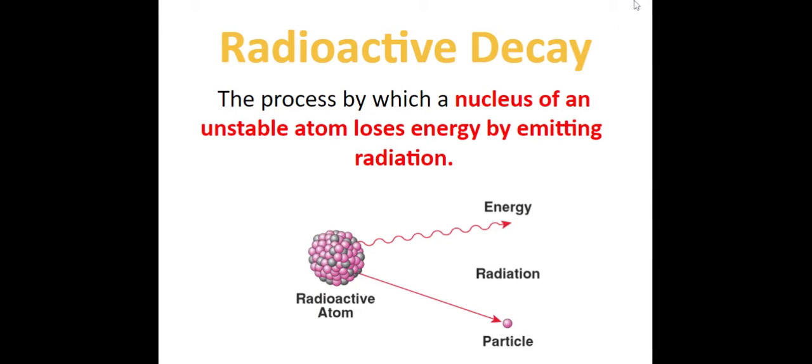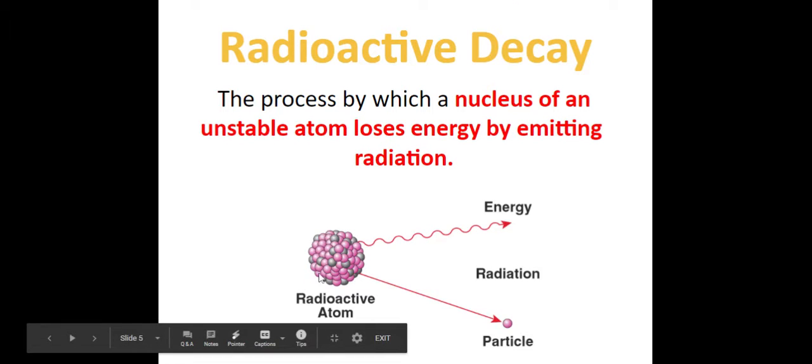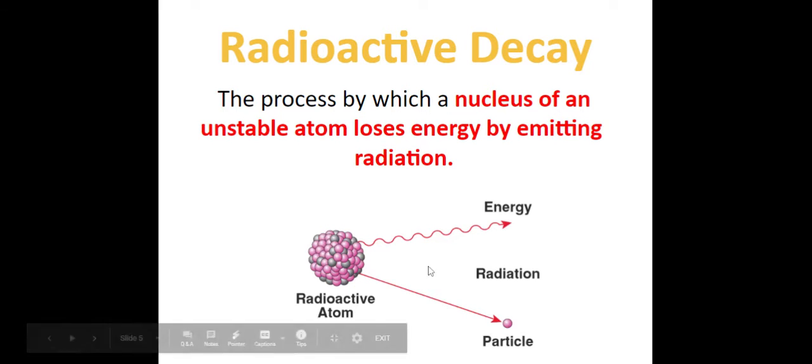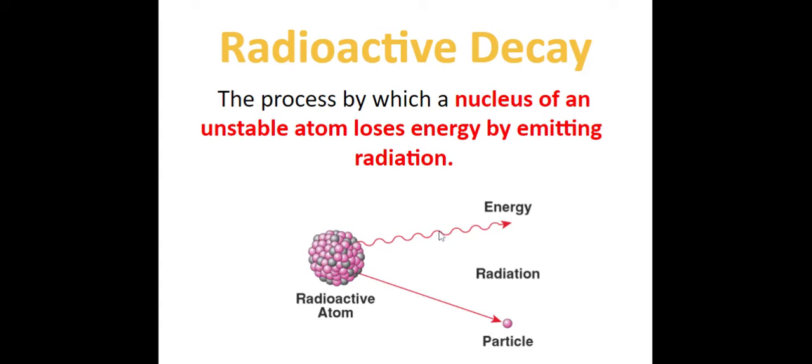So in radioactive decay, what you're seeing is a nucleus of an unstable atom losing energy by emitting radiation. So you have a radioactive atom, which is unstable, and it releases energy by emitting radiation. Okay? Because all radiation is just energy.